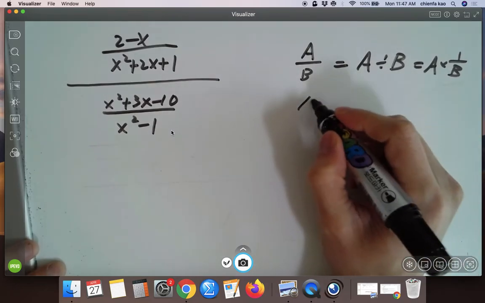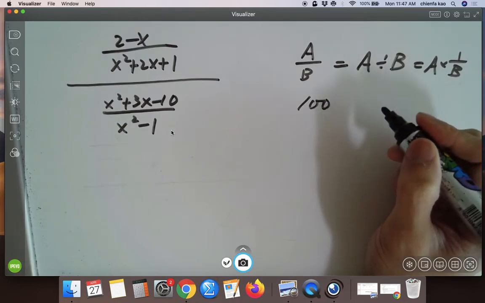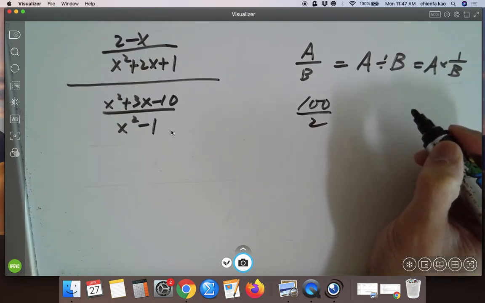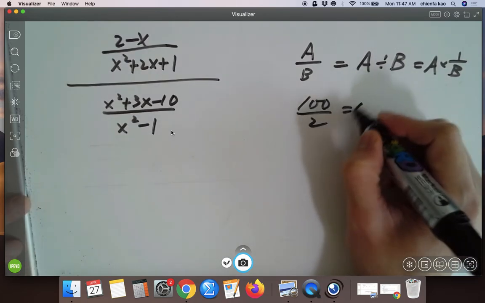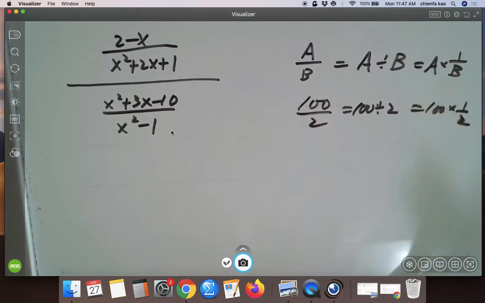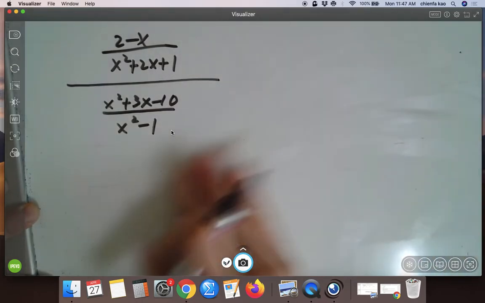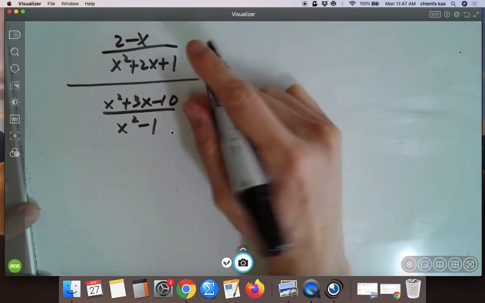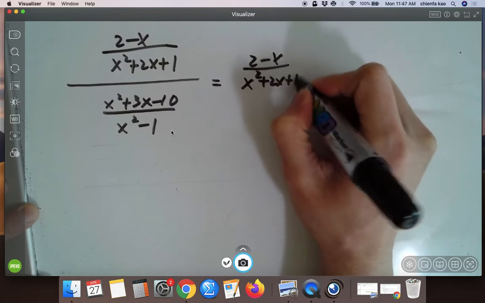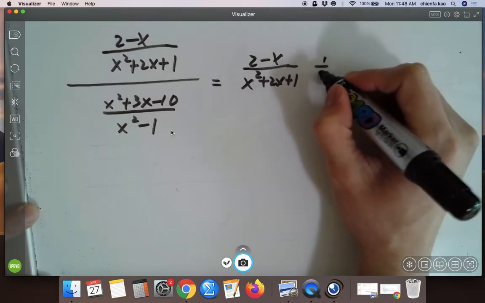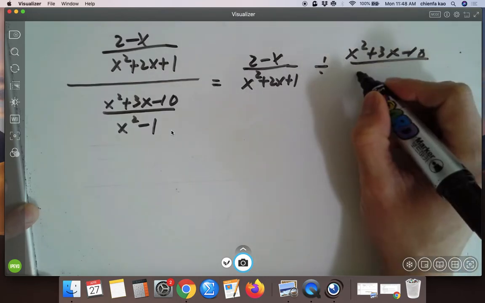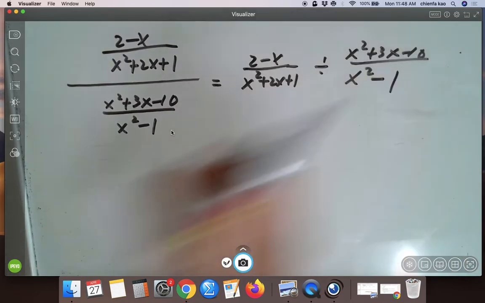Maybe if you don't understand this, let's think about this. I have $100 and I have 2 kids. I have to divide it, right? So I will give my $100 to my kids evenly. So it's 100 divided by 2, or it's 100 times 1 over 2. This is how math works. So this is what that means. It's this divided by this. So it can be rewritten as, okay, I hate rewriting this, divided by x squared plus 3x minus 10, and also x squared minus 1.